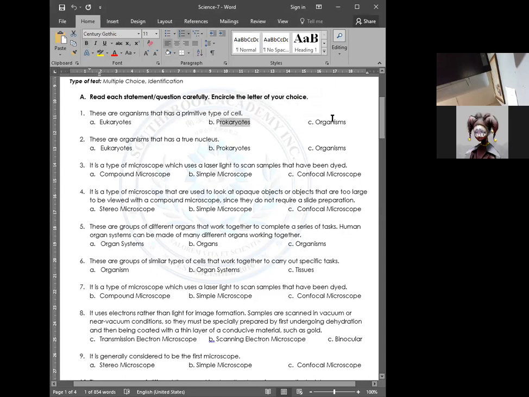Okay. Number two, let's have Nicole. Read the question and answer. These are organisms that has a true nucleus. A. Eukaryotes. Correct. It's A, eukaryotes. Number three, let's have Hermoso.